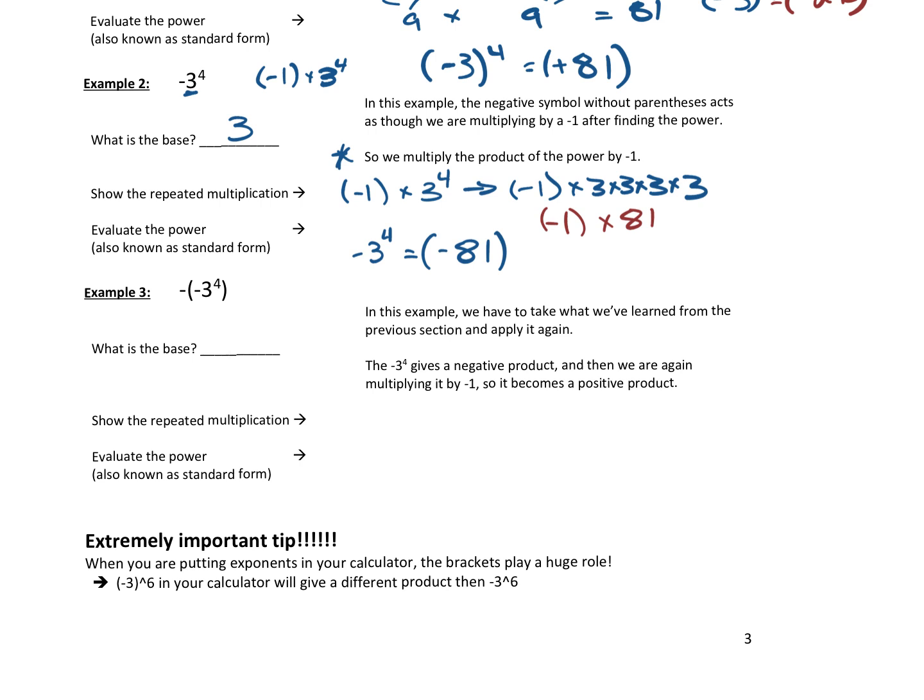Parentheses play a huge role. Now you'll notice we have this (-3) to the power of 4 in here, but then we also have a negative sign in front. So we're treating this the same as we did in example 2, where the base is 3. In this example, we have to take what we've learned from the previous section and apply it again. The (-3) to the power of 4 gives a positive product, and then we're multiplying it by -1, so it becomes a negative product.